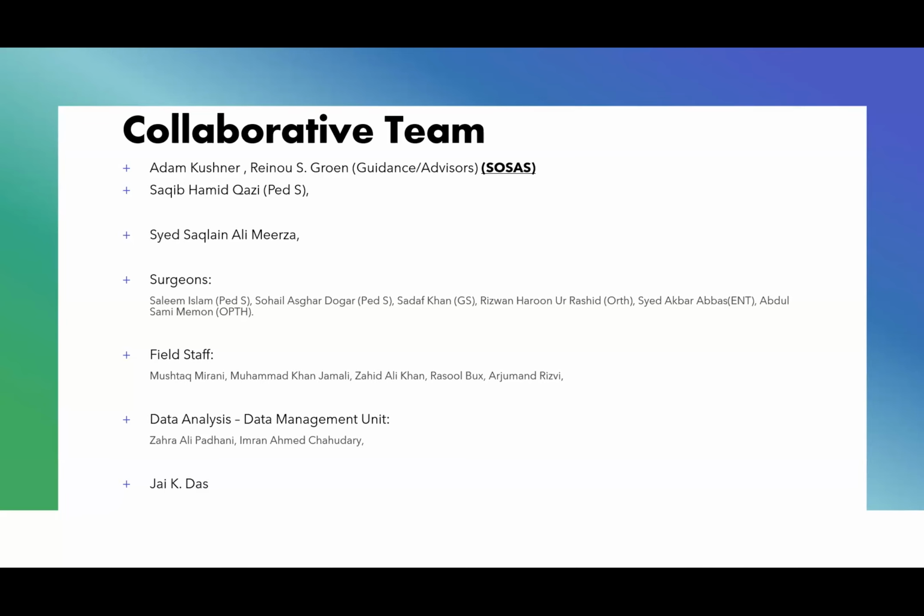And with this, in our collaborative team of surgeons, because you know that we have taken the pictures, we rated all these pictures with specialist surgeons, which included 3 pediatric surgeons, 1 general surgeon, 1 orthopedic surgeon, 1 ENT surgeon, and 1 pediatric ophthalmologist. We had field staff, a data analysis and data management unit, and the whole project was supervised by our colleague, Dr. Jay Das.